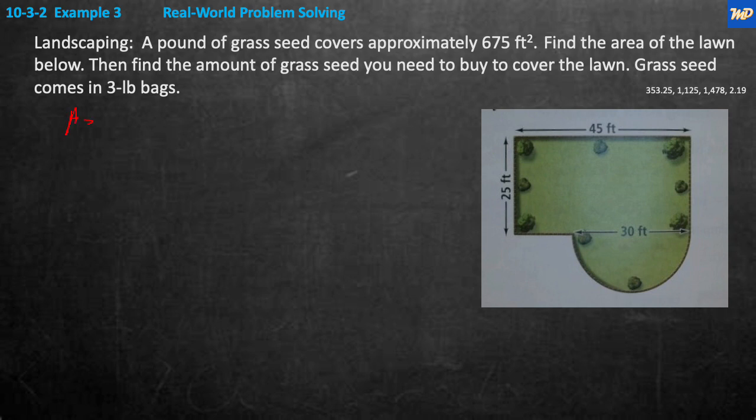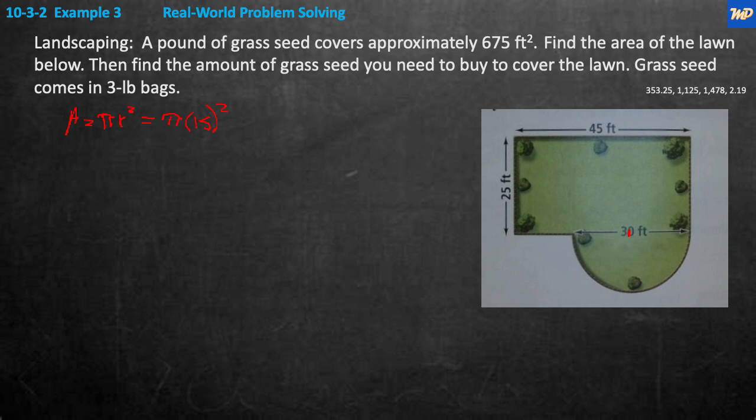The area of the circle is equal to pi r squared. When we fill that in, we have pi times r, which is 1/2 of 30, because 30 is the diameter of the circle. R is half of that, so we're going to say 15 squared. So that is the area of the circle, pi r squared. And we're going to add half of that area in, right?